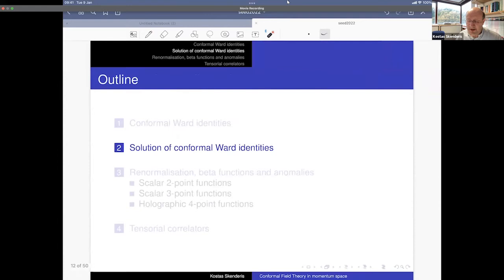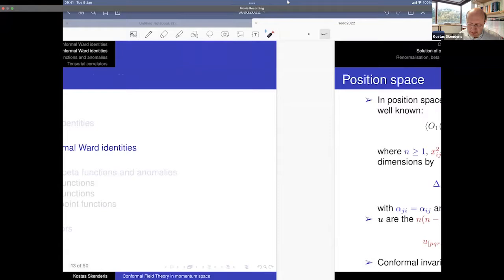Okay, so these are the equations. So now in the next few slides, I will describe the solutions. I will not describe how we solve the equations. That would be one or two more lectures to give all the technicalities, but I'll give you a sense of what the solution is.